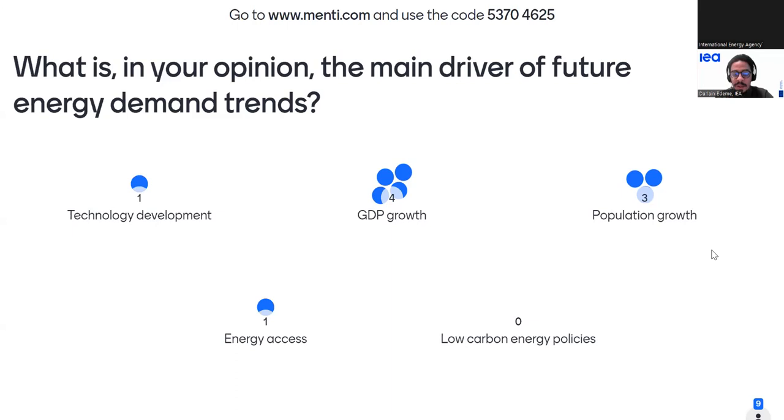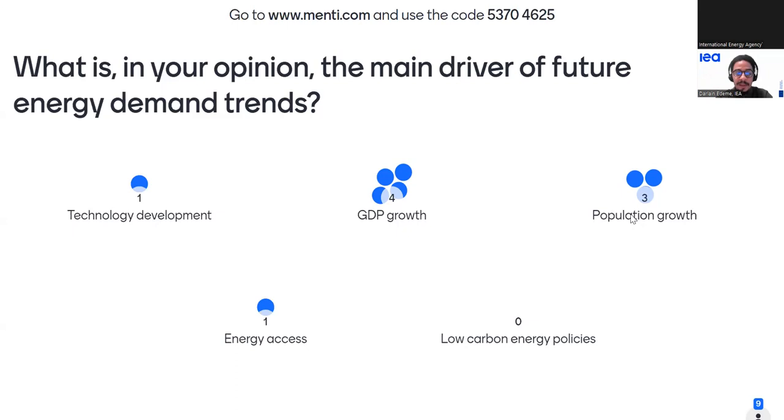the future. But again, also technology development and low carbon energy policies are two drivers. So here again, there was no correct and wrong answer. It really depends on the context, but clearly all of them, depending on the context, have really different impacts and weights.